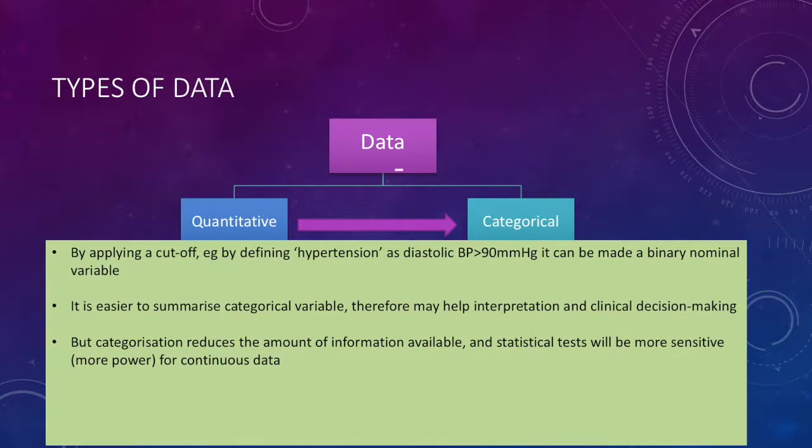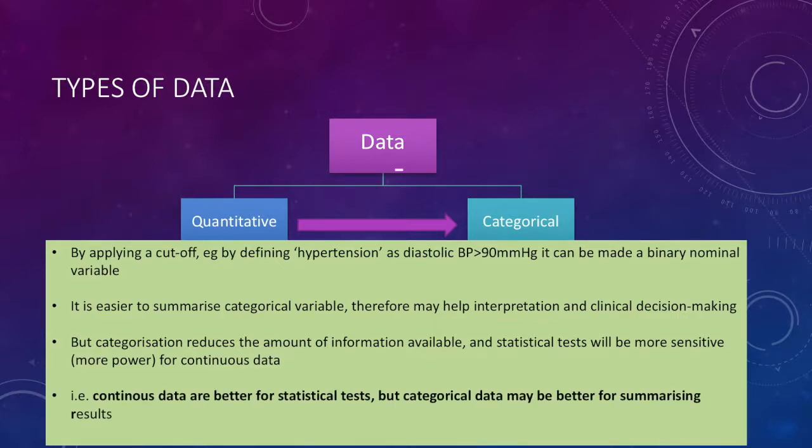Having said that, categorization significantly reduces the amount of information available because you're reducing the amount of data being used. And statistical tests will always be more sensitive the more data you have, which is to say it will always be more powerful for continuous data. So broadly speaking, continuous data are usually better for statistical tests, but categorical data might be better for summarizing results. And which one you use will depend on your hypothesis and the aims of your study.